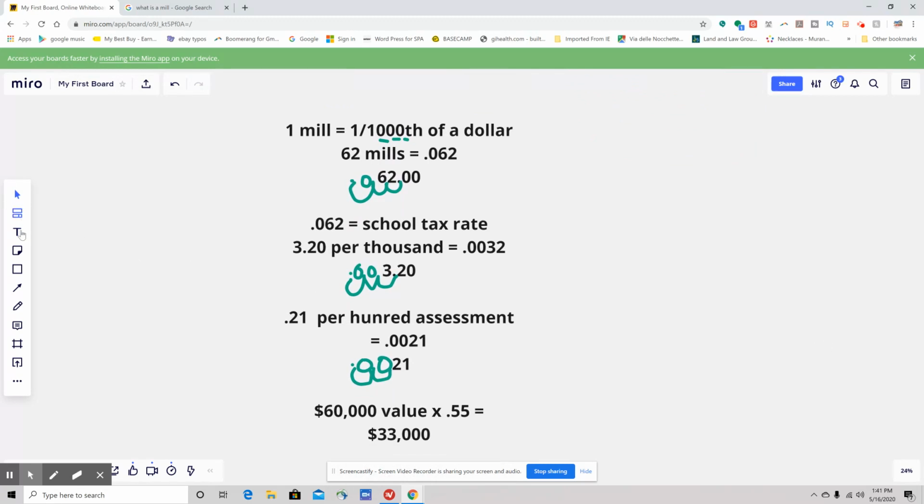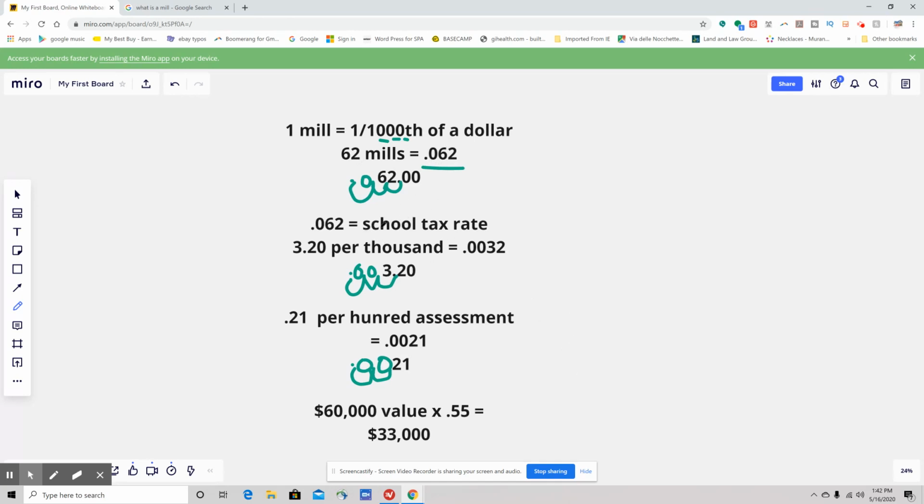So 1 mil is 1/1000th. So 62 mils is represented numerically as 0.062. For those of you who don't know how I got there, I'm showing how I moved the decimal point to the left for every zero in the number. So it's 1, 2, 3. I moved it over to 6.2, then 0.62, and then one more, which is 0.062. That's the numeric representation for the school tax.